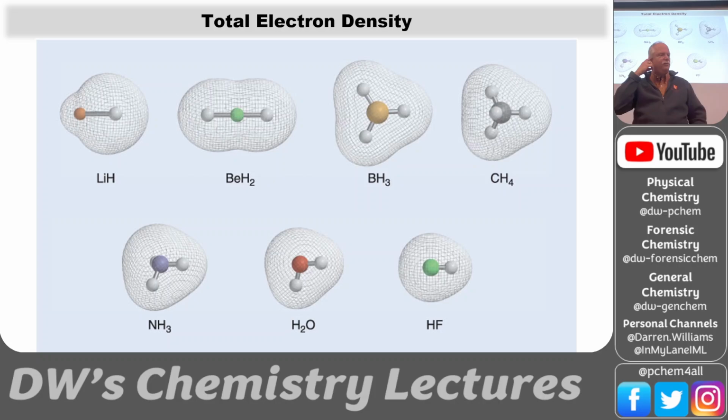Now we can learn something from the total electron density. Like let's look at HF. And where are the electrons in HF? So here's F, here's H. Look at the shape of the electron cloud. Does it make sense to you? It's mostly the fluorine, and you got a little hydrogen stuck on the side.